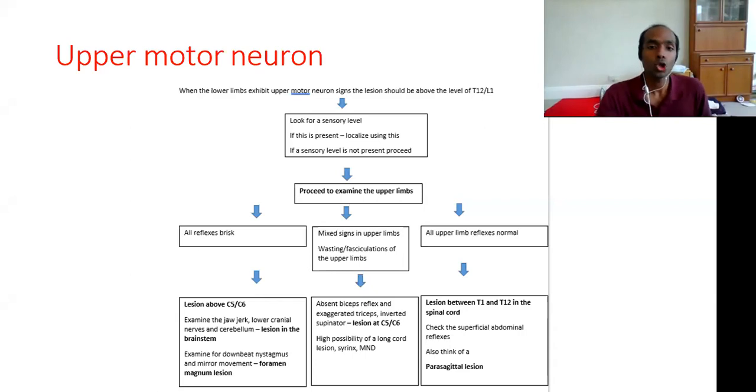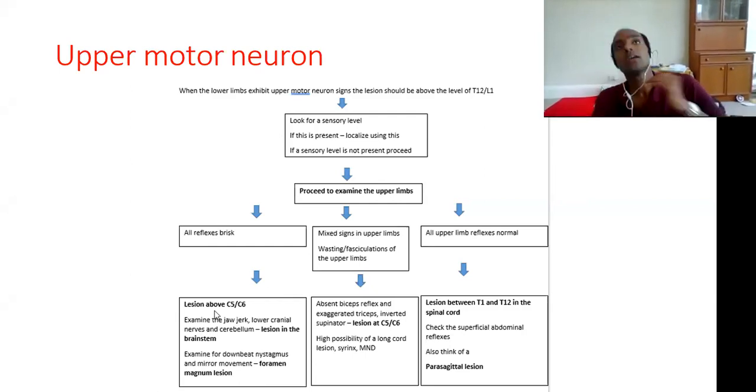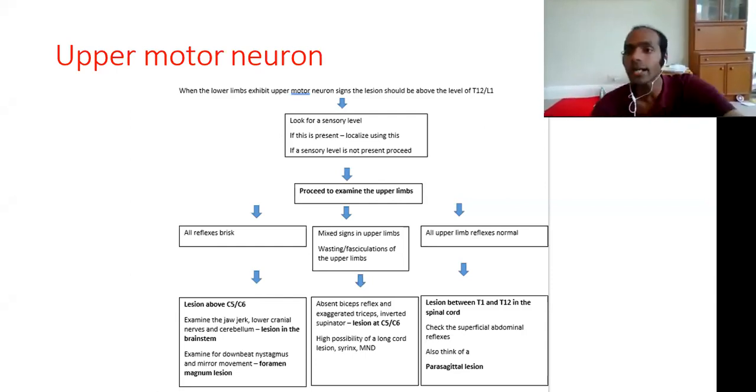Okay. So all reflexes brisk. We know that. Look at my mouse pointer. The lesion is above C5 and C6. Examine the jaw reflex. If that is brisk, the lesion is in the brainstem. Don't worry about anything beyond that, it's not relevant to you. Just say the lesion is probably in the brainstem above the medulla, because the jaw reflex comes from the medulla.